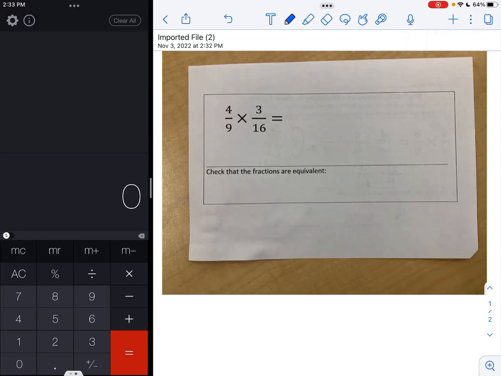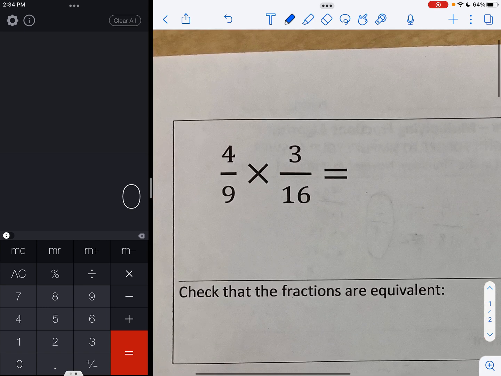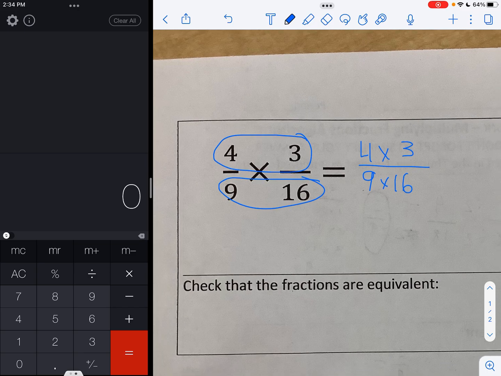So I'm going to be doing the problem on the back of this homework, which I think you'll probably be grateful for because this one's a little bit more difficult. So as always, as we did in class today, the first thing that we're going to do is multiply across the top, 4 times 3, and across the bottom, it's 9 times 16.